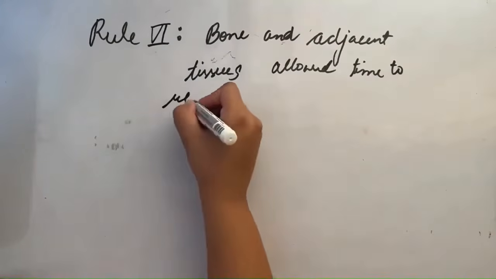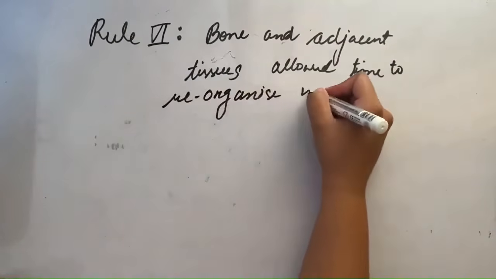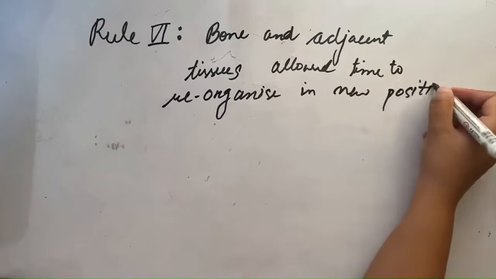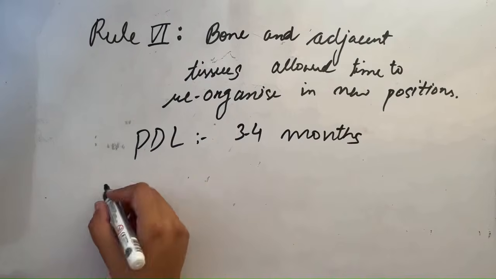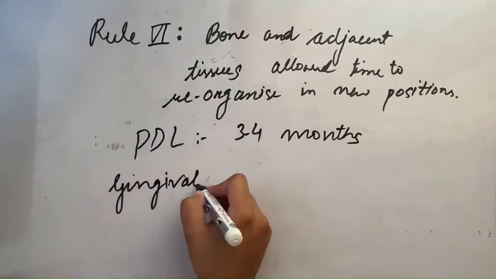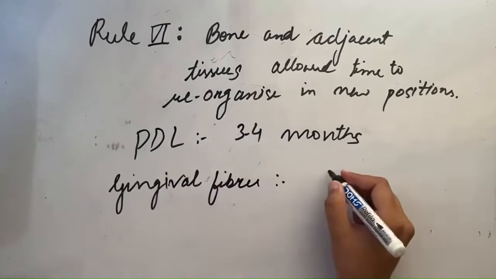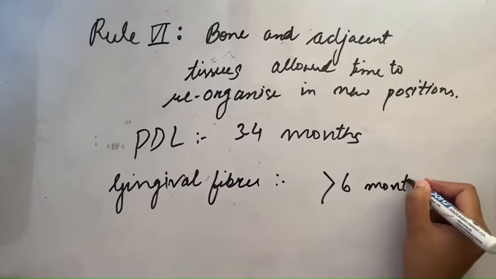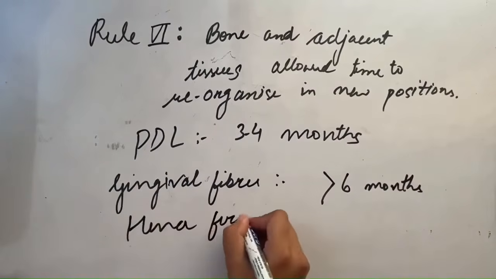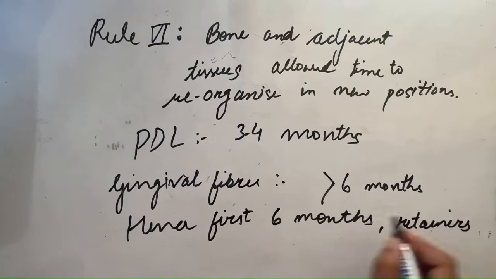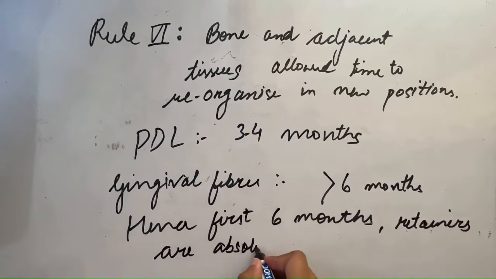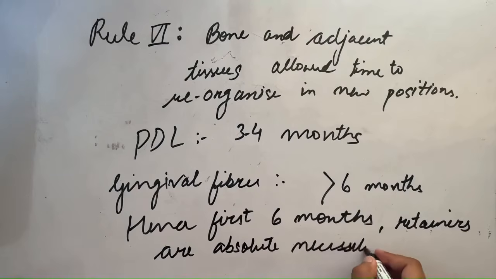Now coming on to Theorem 6. It states that the bone and adjacent tissues should be given enough time so that they can adjust to the new positions. The main structures that need time are periodontal fibers and the gingival fibers. The periodontal fibers need at least 3 to 4 months for adjusting to the new position, while the gingival fibers need even more time, at least more than 6 months of retention for stable results. Hence, one should pay more importance to the retention phase.